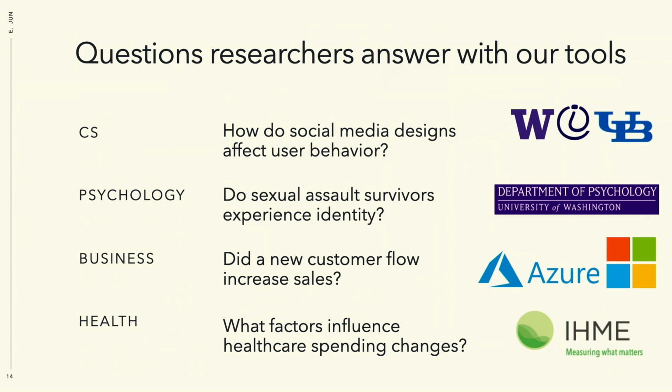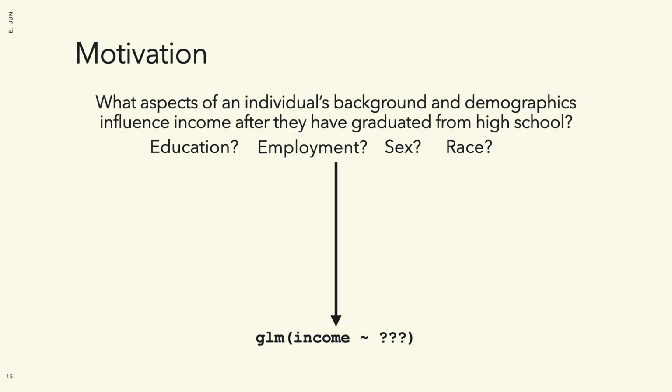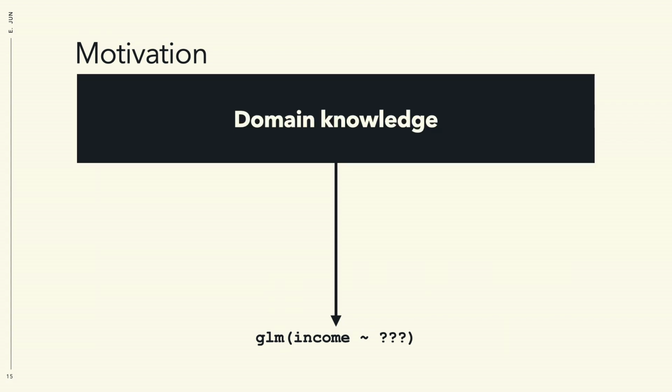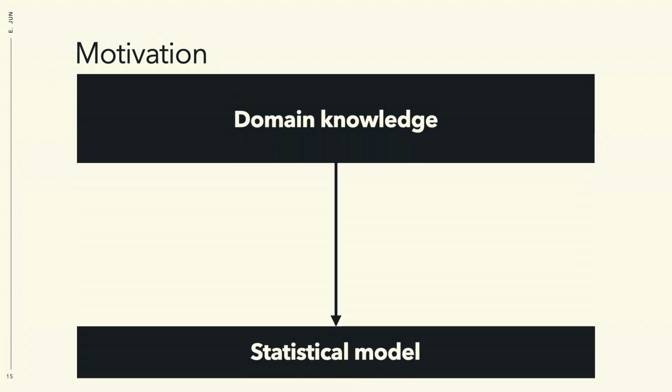To set some context, the kinds of analysts or end users that we're trying to support here are domain experts in areas outside of statistics. At the heart of what makes statistical analysis difficult is that we need to do two key tasks. For example, if we wanted to answer the research question of what aspects of an individual's background and demographics influence income after they've graduated from high school, analysts need to grapple with their domain knowledge and then figure out how they can translate that domain knowledge and represent it statistically in a statistical model.